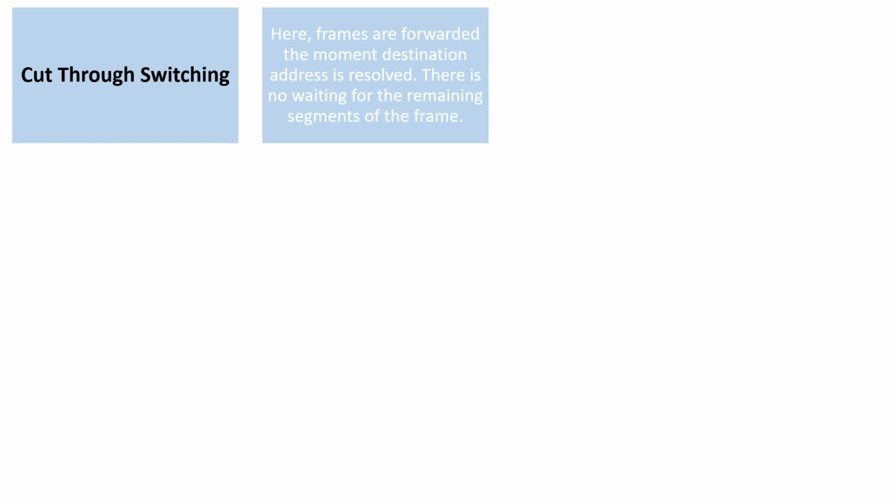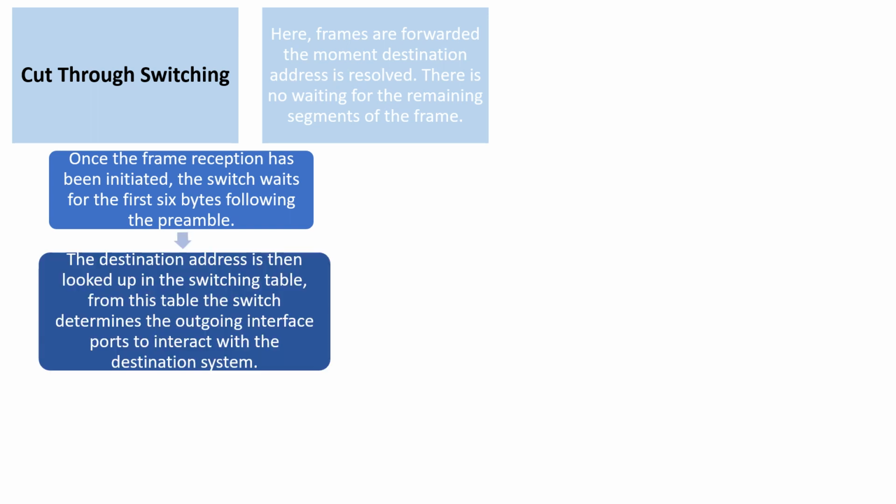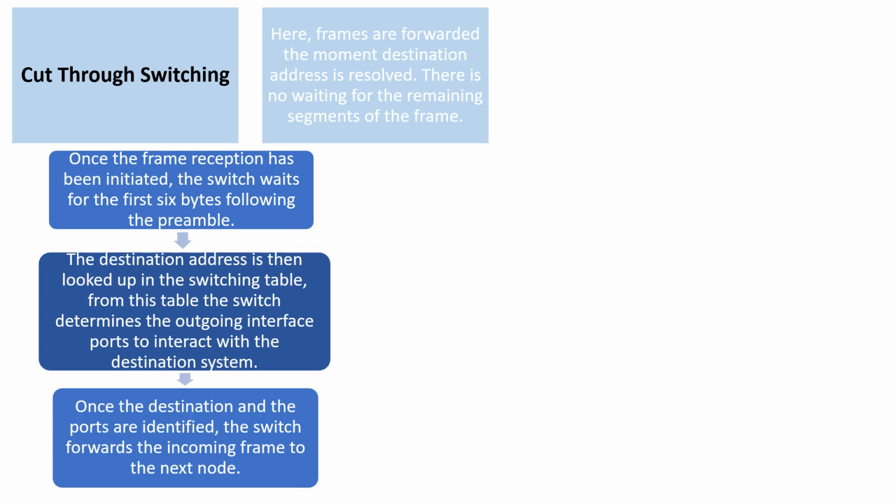That is, there is no waiting for the remaining segments of the frame. Once the frame reception has been initiated, the switch waits for the first 6 bytes following the preamble. The destination address is then looked up in the switching table. From this table, the switch determines the outgoing interface ports to interact with the destination system. Once the destination and the ports are identified, the switch forwards the incoming frame to the next node.